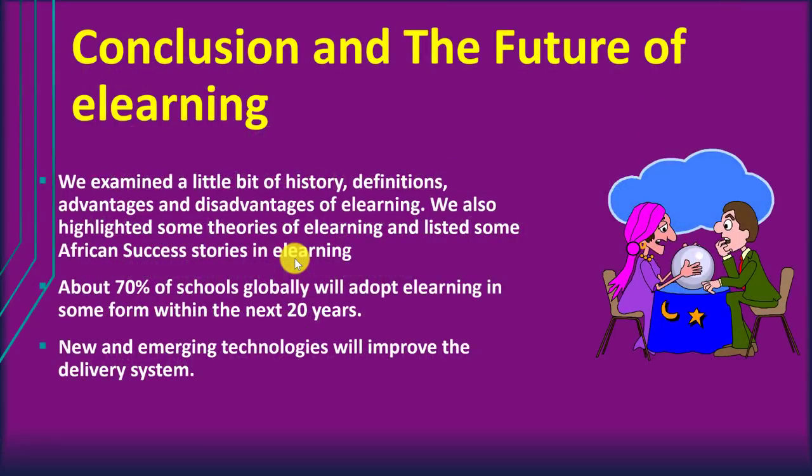So in concluding, what about the future of e-learning? We've examined a bit of the history, definition, and all that. Now, in another 20 years, we feel you're going to have a large proportion, almost 70% of our schools globally adopting e-learning. So I want to congratulate you for taking this very wonderful step of learning how to succeed in this future by being part of this training. There'll be several emerging technologies, artificial intelligence especially, that will help to improve the delivery system.